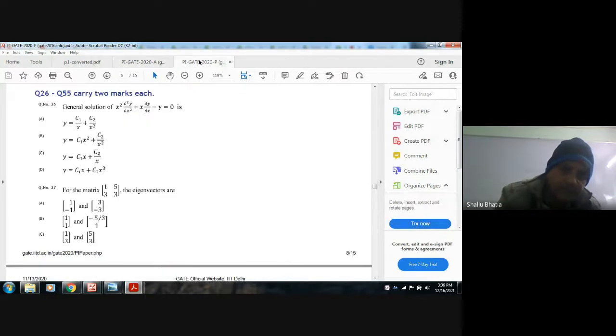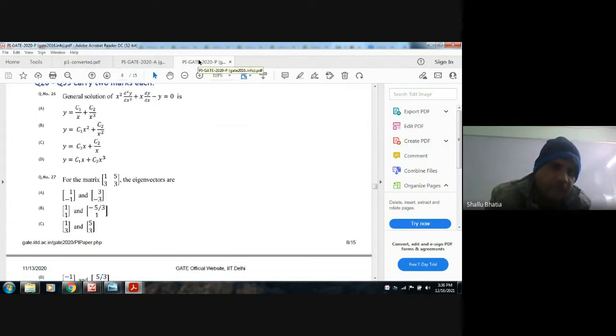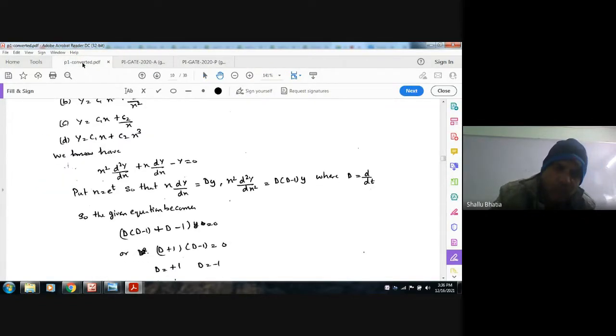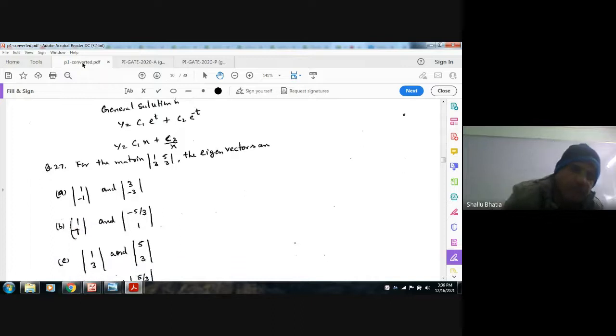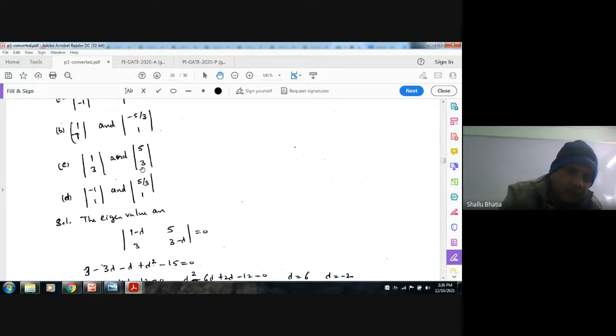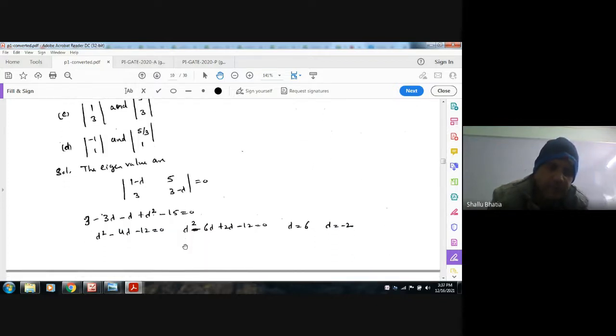Next question is also mathematics. For the matrix 1, 5, 3, 3, the eigenvectors are given in the options. These are the options. So let us find the eigenvector. This is the matrix given. To find the eigenvalues, we subtract lambda on the diagonal. Solving this, we get lambda is equal to 6 and lambda is equal to minus 2. These are the eigenvalues.